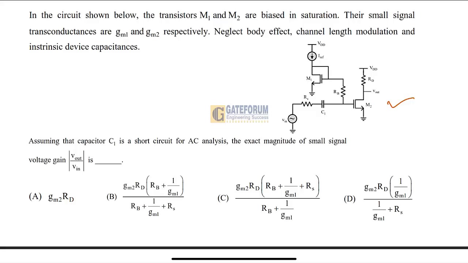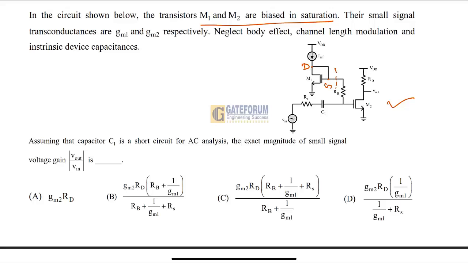So this is the question asked in GATE EC 2024 from the subject of analog, and this question is taken from the topic of amplifiers, in which we have to find the magnitude of the small signal voltage gain. Now if you observe this circuit, this is the M1 transistor. Its drain and its gate are shorted together, which says that this M1 transistor is operating in the saturation region, which is also mentioned in the statement of the question. Here M1 and M2 are biased in saturation.